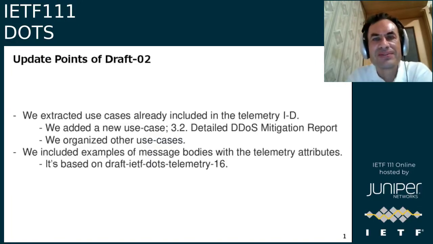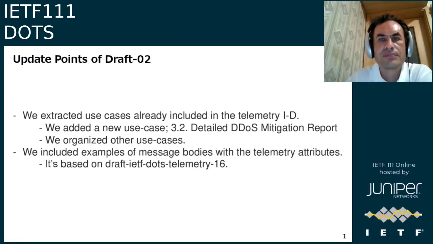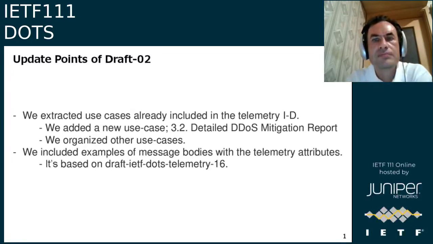Okay. So these are the update points of draft 02. We extracted use cases already included in the telemetry spec draft. We added new use cases, and we organized the use cases. And we included examples of message bodies with the telemetry attributes. It's based on the latest DOTS telemetry draft. Next, please.